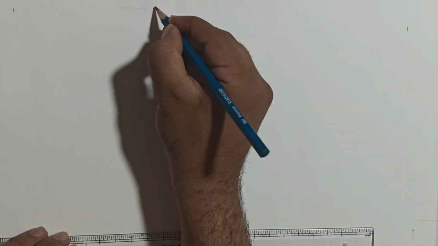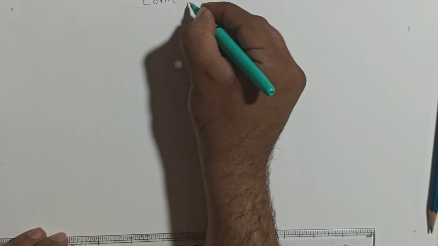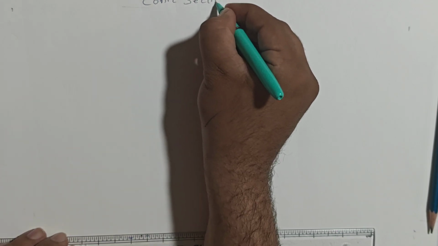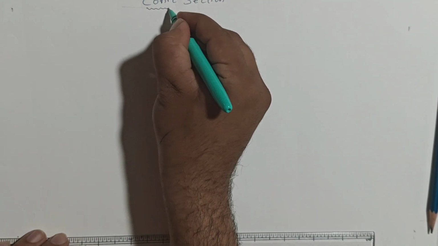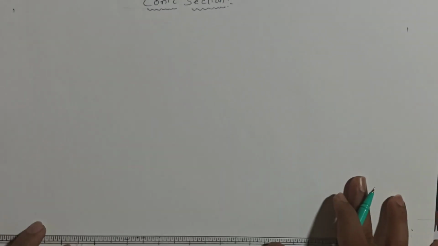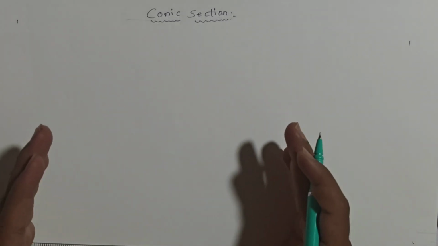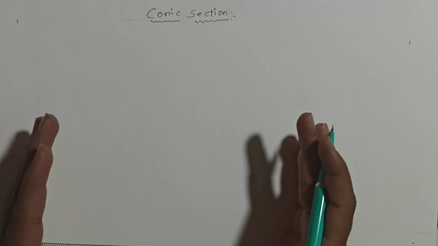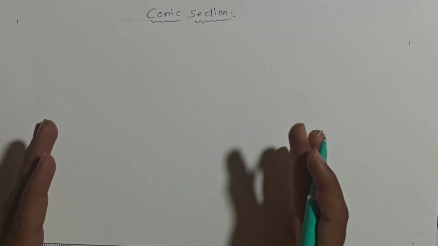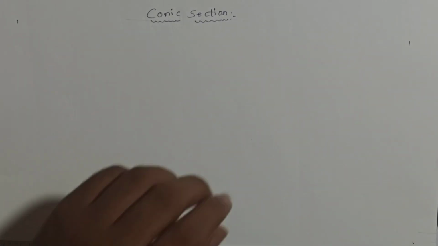So today in these sessions, we are going to discuss the conic section. Okay. So we know that the conic section is a curve formed by the intersection of a plane and a double nappe cone. It is called a conic section. Let us see.